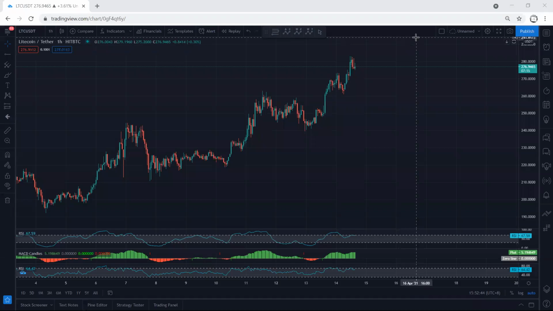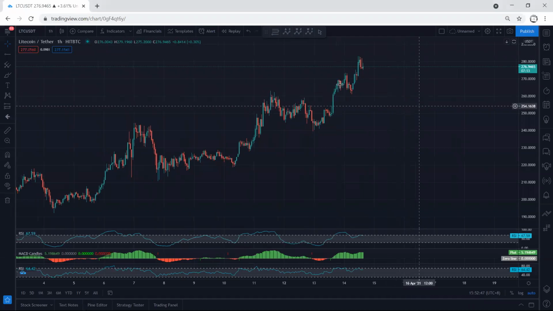LTC, we start with the 1 hour chart. If you refer to the analysis in my last video, when the price was within this move, we mentioned that if we want to look for a buy, we have to get the correction or the price drop. This is what we get.